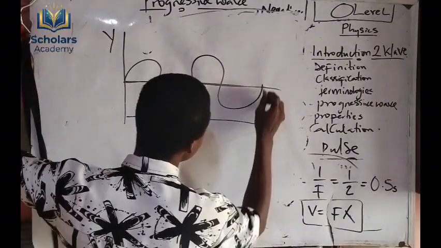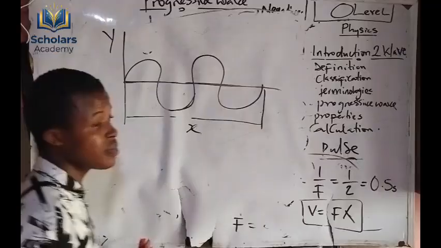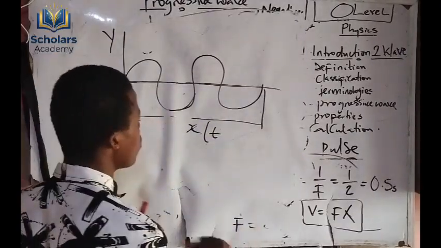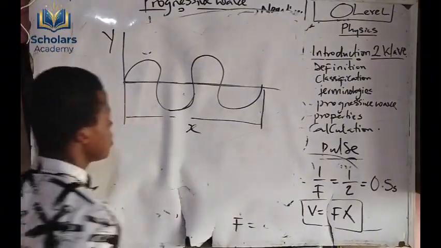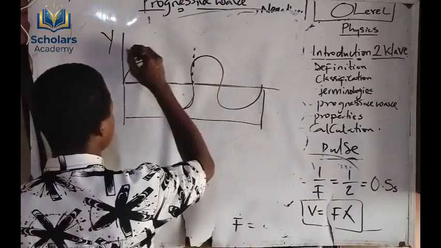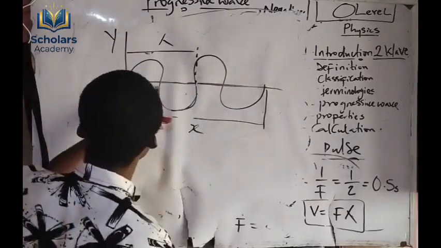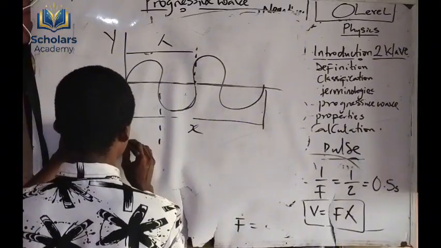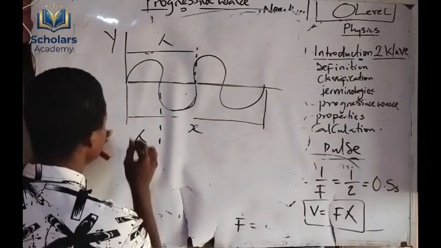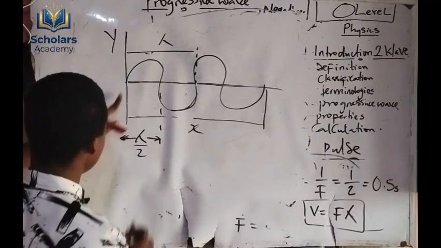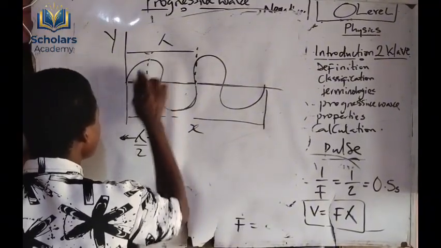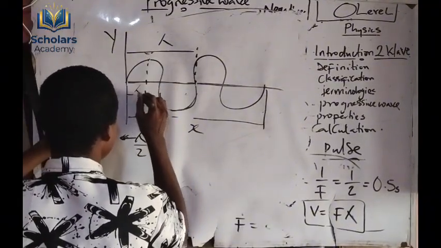From this point to this point, this can be a displacement and it can also be time. That means this side can be displacement, it can be time. So here I'm using displacement. Now from this part to this part, that's one wavelength. Then from here to here, that's half of wavelength, let me just say over 2. Are you with me? From here to here, that's half of wavelength. Now from this side to here, that's a quarter of wavelength.